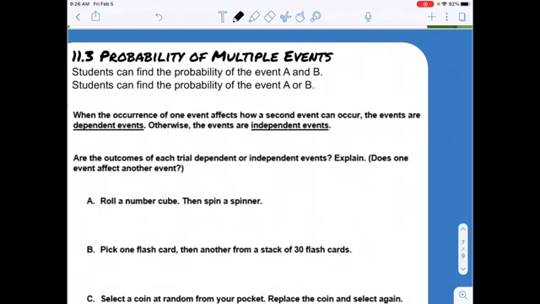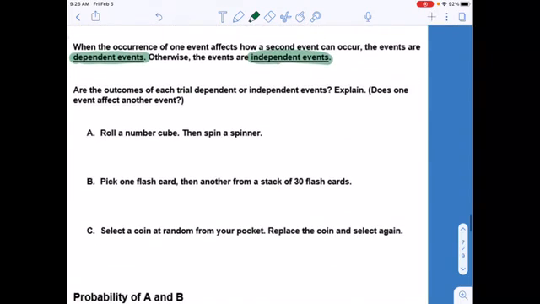When the occurrence of one event affects how a second event can occur, the events are dependent events. That just means the first event affects the second event. Otherwise, the events are independent events. So are the outcomes of each trial dependent or independent events? And then explain. Basically, does one event affect another event?